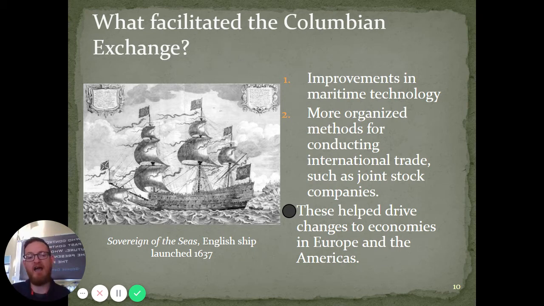So, for example, you would have the advent of the joint stock company, which basically meant that instead of having one person fully responsible with financing a trip, now you would have multiple people coming together in order to finance these trips. Basically, a joint stock company is pretty much like a corporation is today as far as having multiple investors. That's what that was. So both of these changes help drive changes to the economies within Europe and the Americas. You see here in Virginia, the Jamestown colony would start as a result of the effort of joint stock companies.